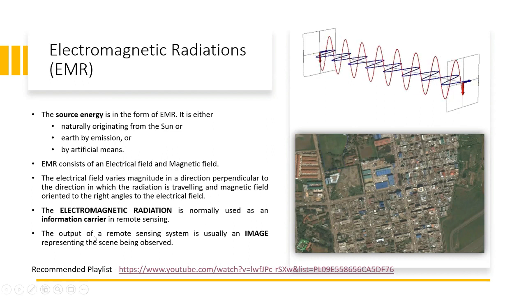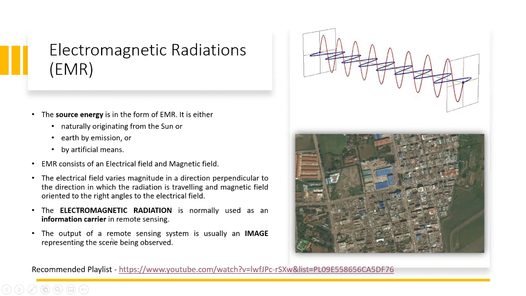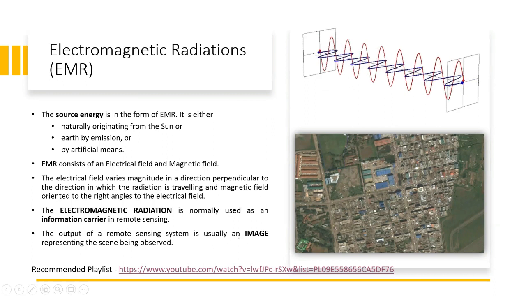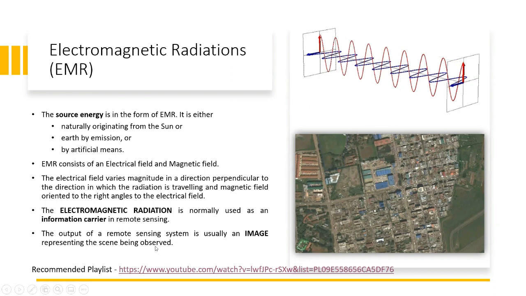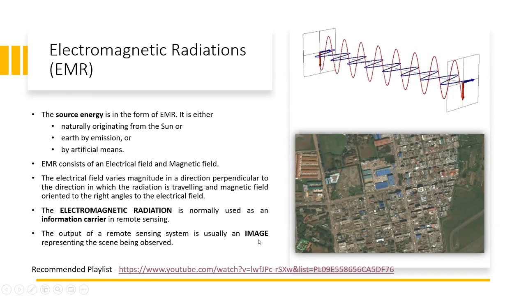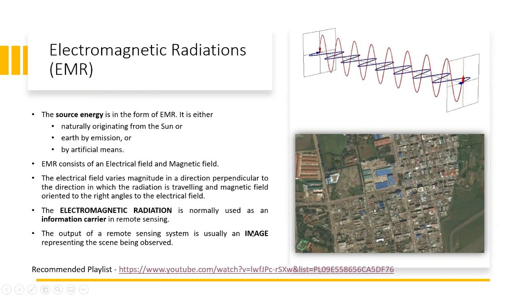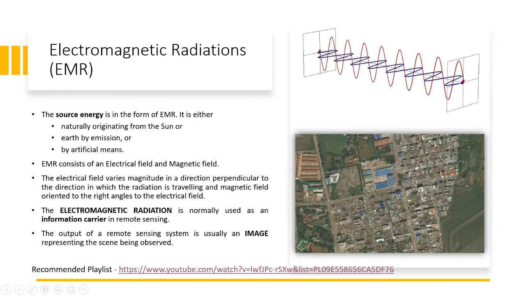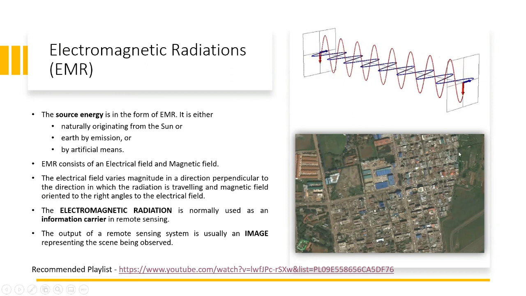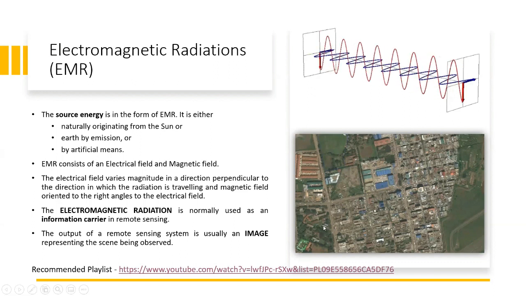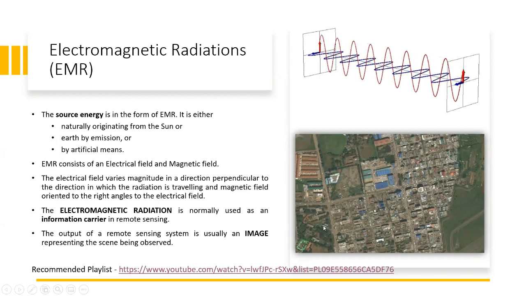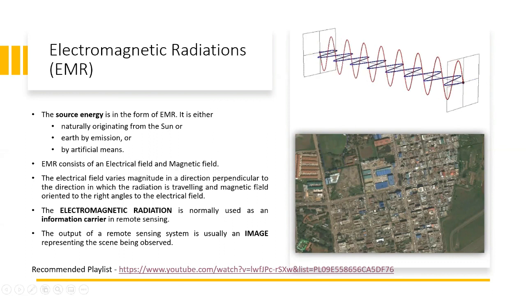And after the whole process is done, the output of a remote sensing system is usually an image representing the scene being observed. Whichever scene is being observed is given as output in the form of an image, and a sample satellite image you can see over here. This is a sample remote sensing output. So all this is possible because of electromagnetic radiation.